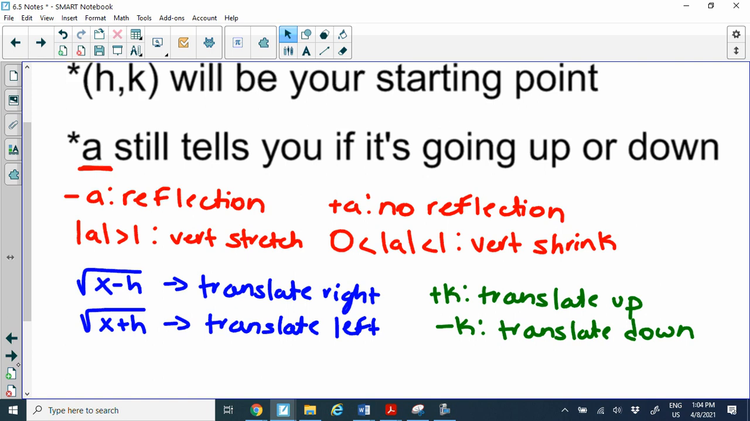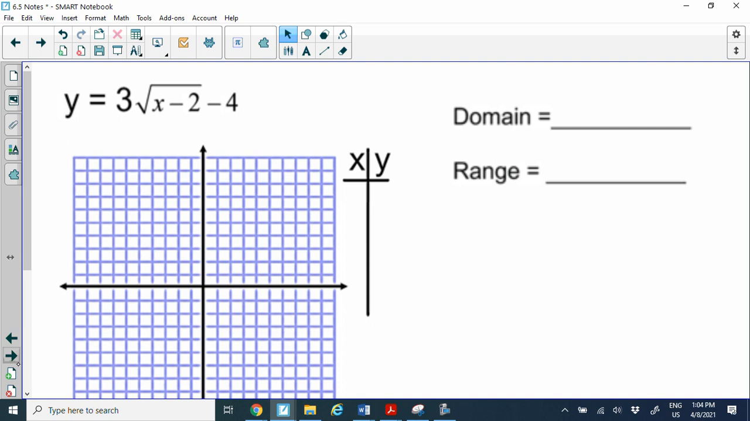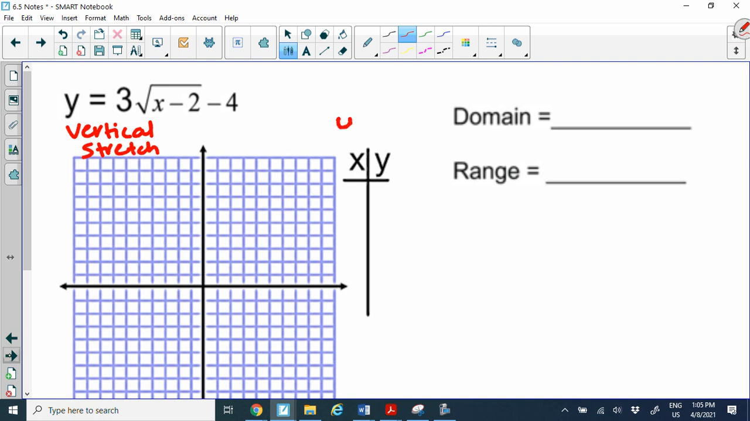Okay, let's go ahead and do our next one. We have y equals 3 times the square root of x minus 2 minus 4. Okay, notice with our a value 3, that means we are going to have a vertical stretch. Now, when we talk about graphing the parent function, that is going to include a. So here, we're actually going to graph y equals the square root of x. Our h and k, we will use that to translate our graph to get our final answer.